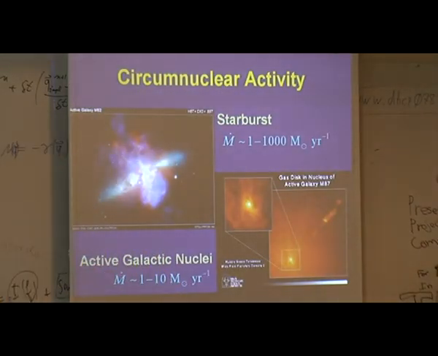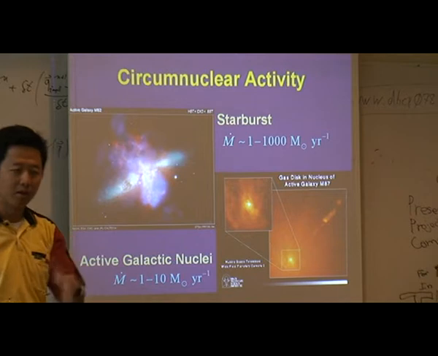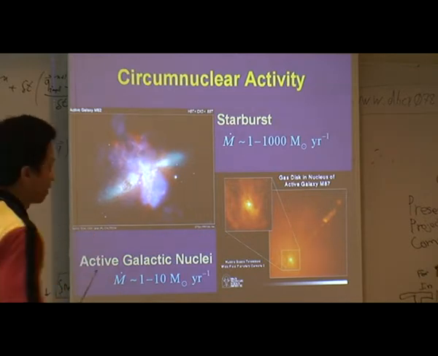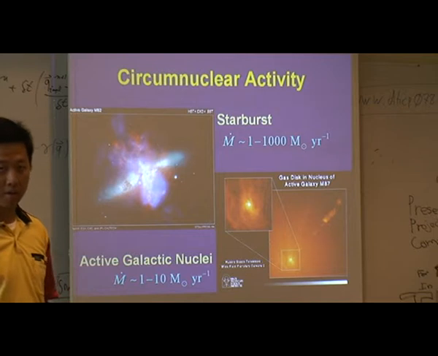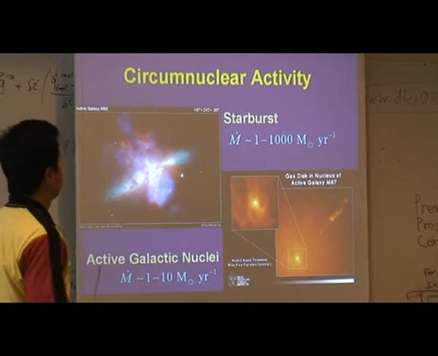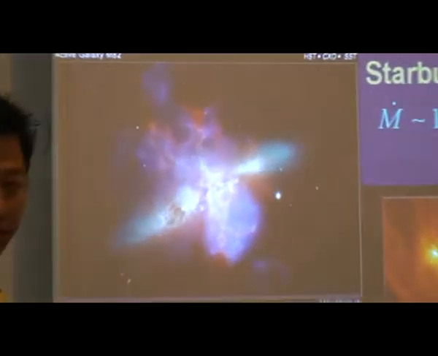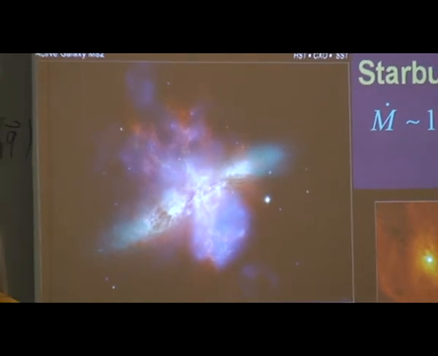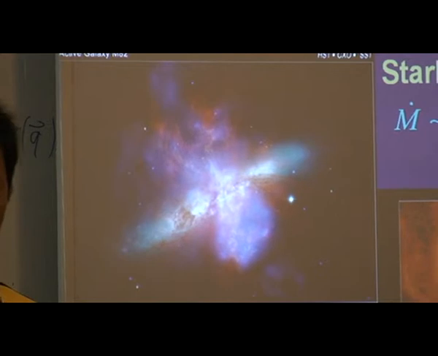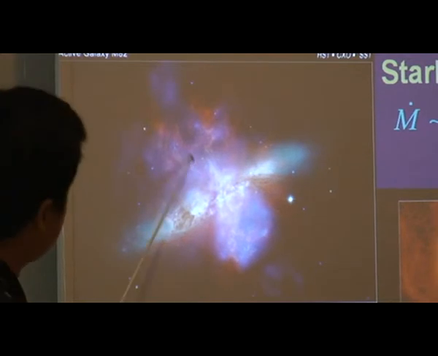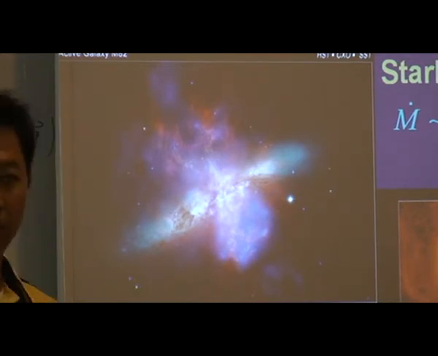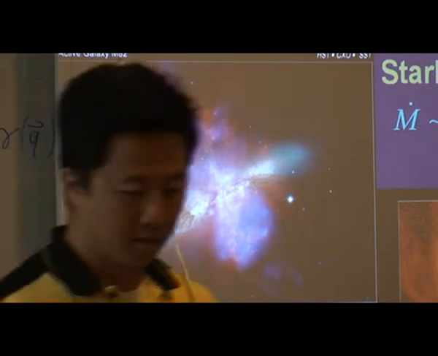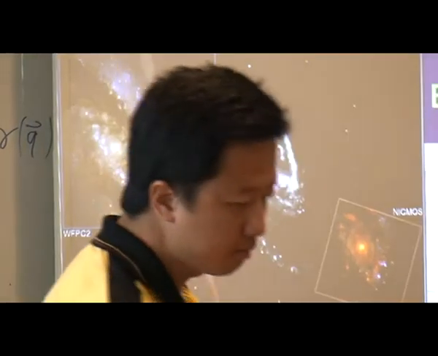What we are interested in is because recent developments in observations show a lot of circumnuclear activities in active galaxies. Two very prominent phenomena are starburst and AGN, and they both need a lot of gas fueling into the central kiloparsec region to produce such burst behavior. So we are interested in how this gas fueling can be done.